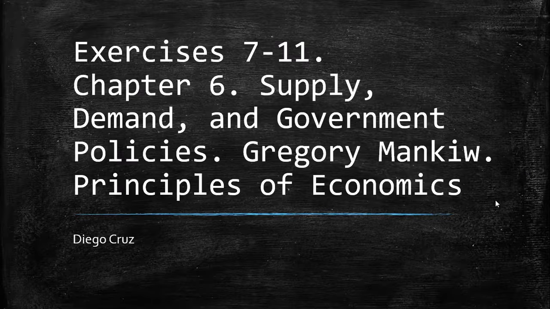Hi everyone, in this video we're going to solve the exercises from 7 to 11 of chapter 6, Supply, Demand and Government Policy. This is a book by Gregory Mankiw, Principles of Economics.